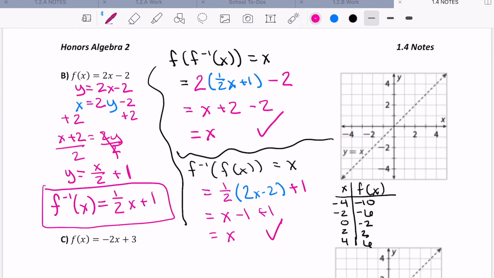So we have -4, -10. That's off our chart. We can't graph that. -2, -6. Again, off of our chart. We can't exactly graph that. 0, -2. 2, +2. And 4, +6. So if we estimate, that would be about here. Same thing for the -6. I'm going to go ahead and estimate and say it's somewhere down here.